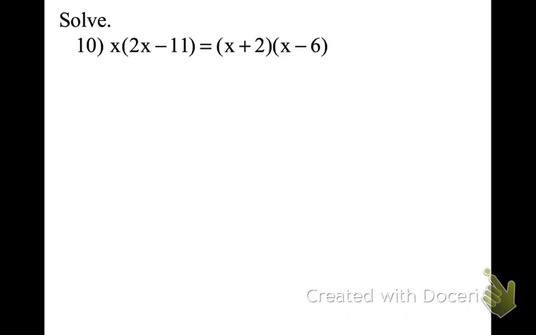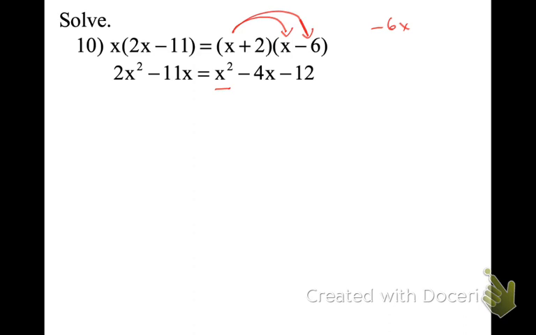Last problem. Before we can move these, we cannot leave these in binomial form. We've got to distribute everything. On the left side, I have to distribute the x. On the right side, I have to double distribute. So x times 2x is 2x squared minus 11x. And over here, we're just going to FOIL it. X times x is x squared. Over here, I get minus 6x. Over here, I get plus 2x. And over here, we get negative 12. So when you add those together, it's a negative 4x.